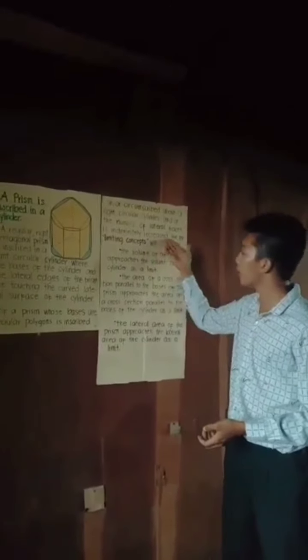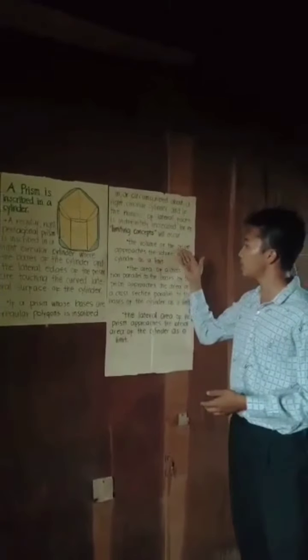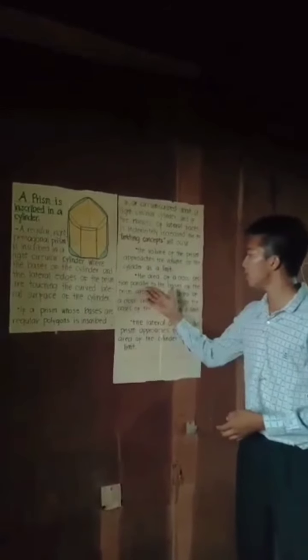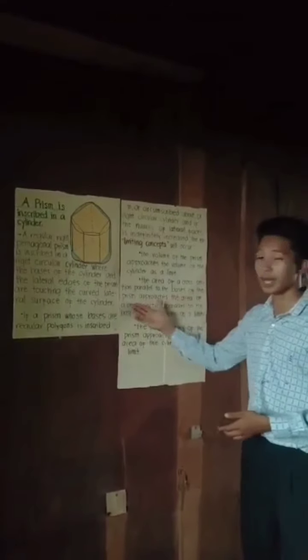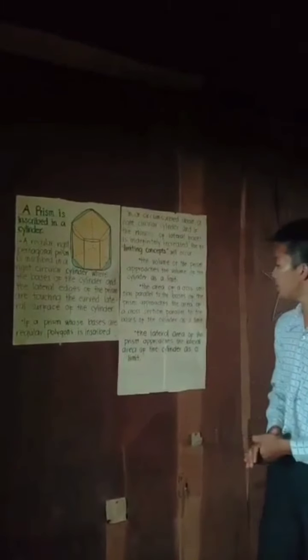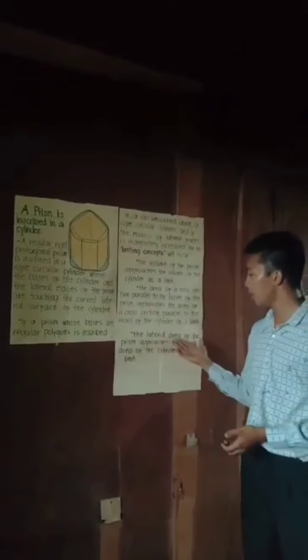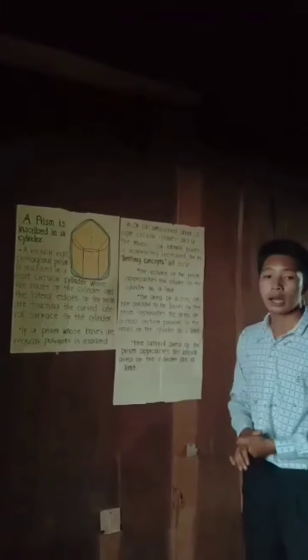if a prism whose bases are regular polygons is inscribed in or circumscribed about a right circular cylinder, and if the number of lateral faces is indefinitely increased, the following limiting concepts will occur. First, the volume of the prism approaches the volume of the cylinder as a limit. Second, the area of a cross-section parallel to the bases of the prism approaches the area of a cross-section parallel to the bases of the cylinder as a limit. Lastly, the lateral area of the prism approaches the lateral area of the cylinder as a limit.